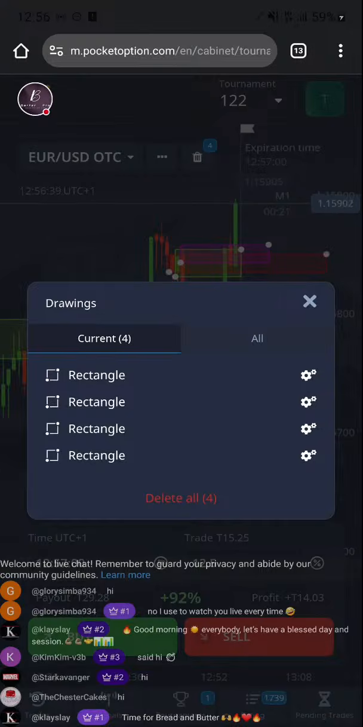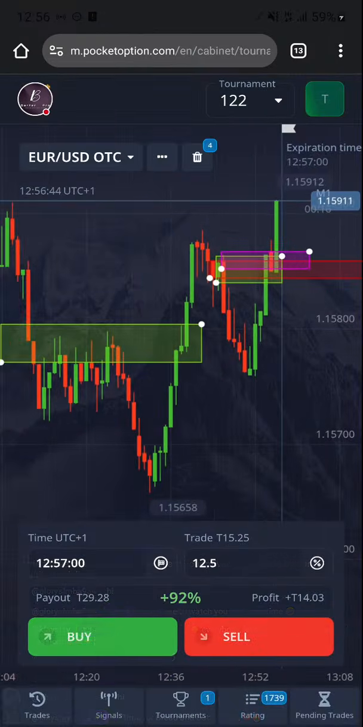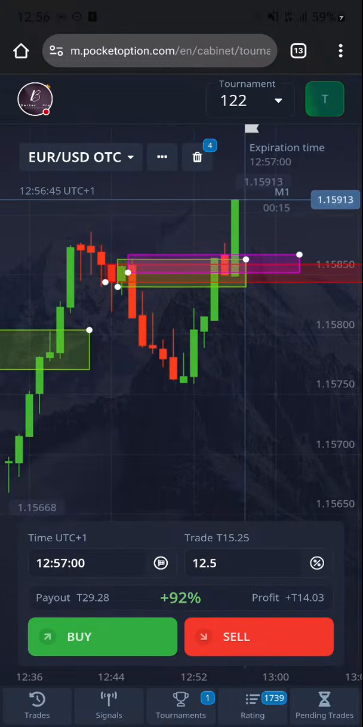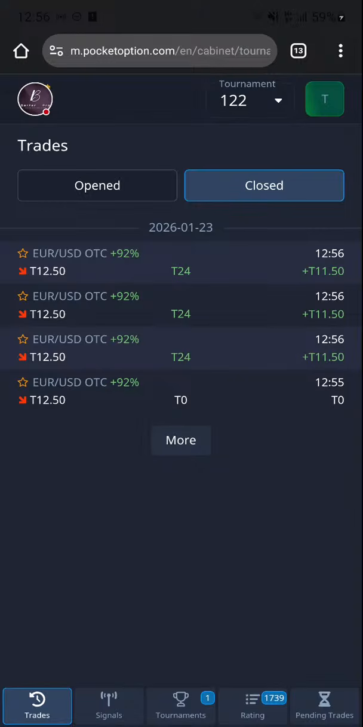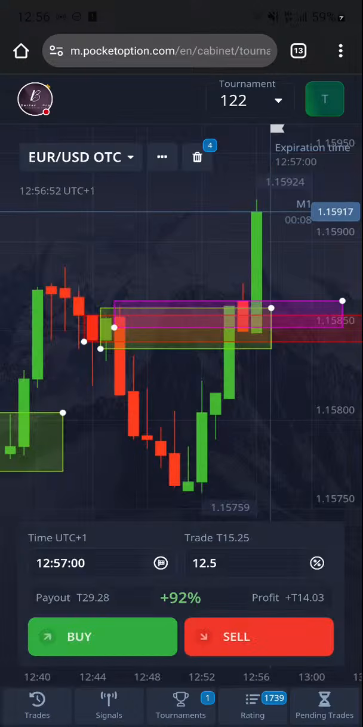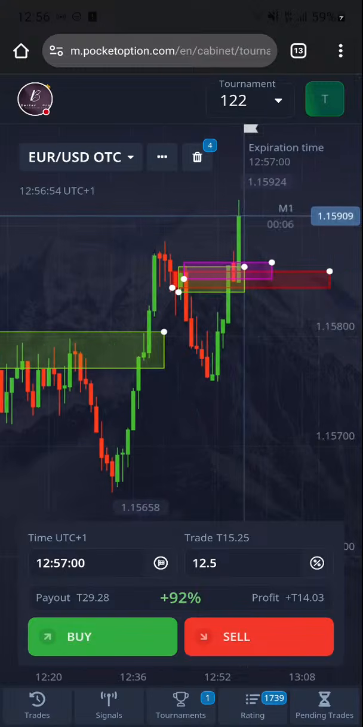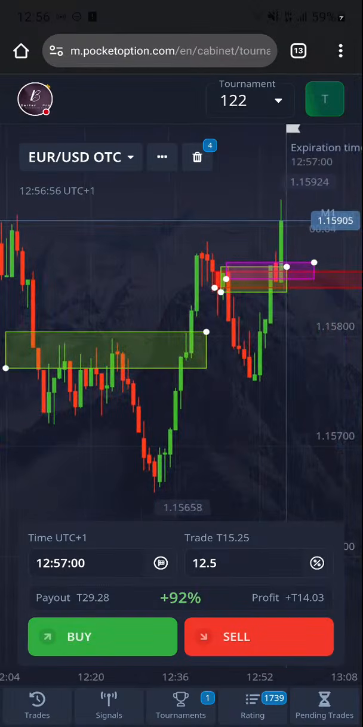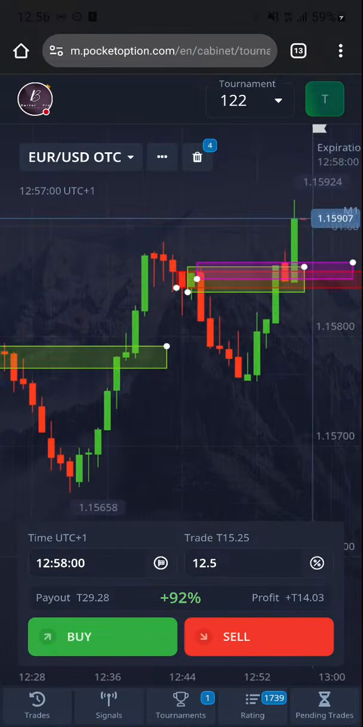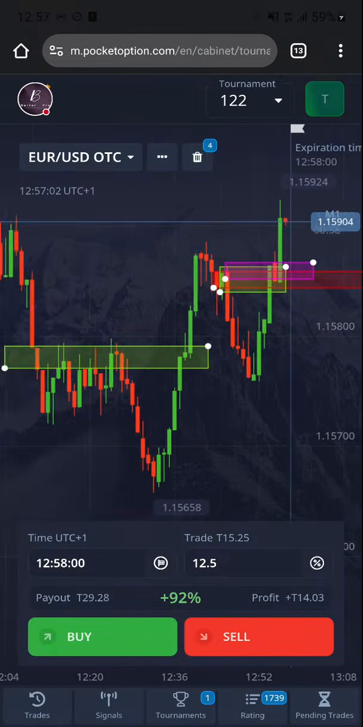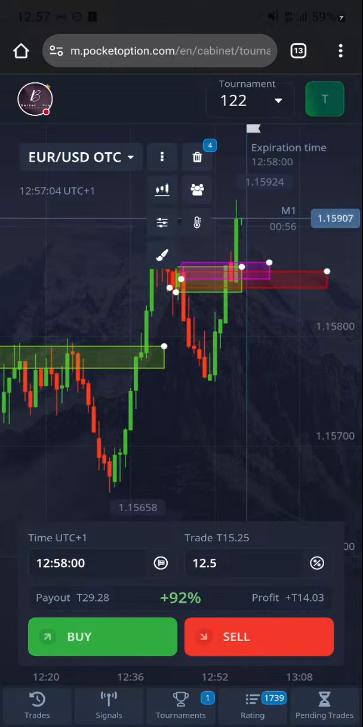Time for bread and butter. We just made one bread now. Yes, it's time for bread and butter. We'll look for a very nice trade. I just saw this one now, but we're not in the markets when the trade should happen.